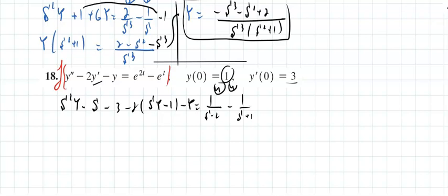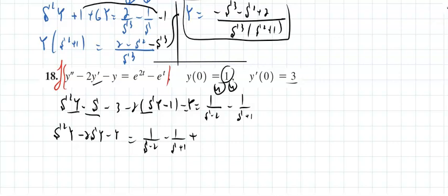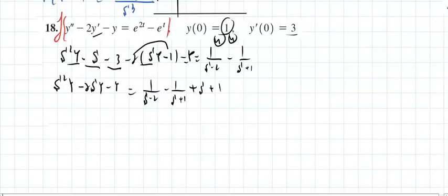This is by 4 and 4. So here I'll get those together. I'm looking at s squared y minus 2sy minus y equaling 1 over s minus 2 minus 1 over s plus 1 plus s, and I have minus 3 plus 2 is minus 1. When you move to the other side, it becomes a plus 1. So now it's just a matter of getting a common denominator and proceeding.